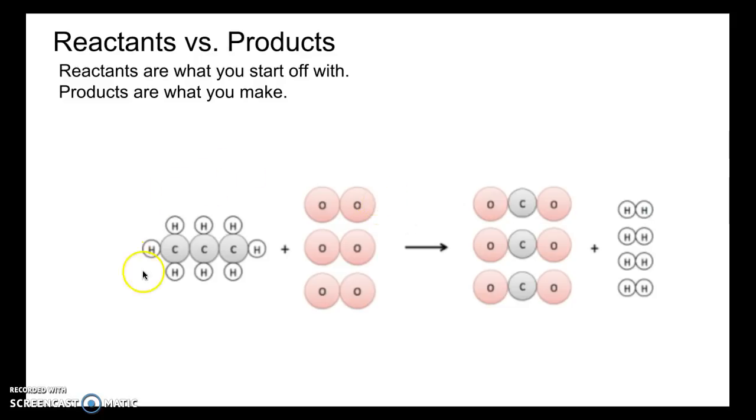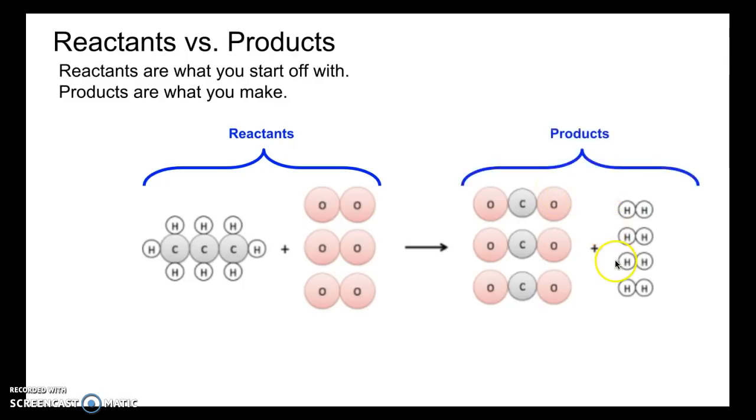And we know that these are the reactants because that's what we're starting off with. The products, on the other hand, are what you're making, so that's what's going to be to the right of the arrow. It's going to be at the end of the arrow, because that's what you're going to make at the end. So these are our products. And again, we have two different types.